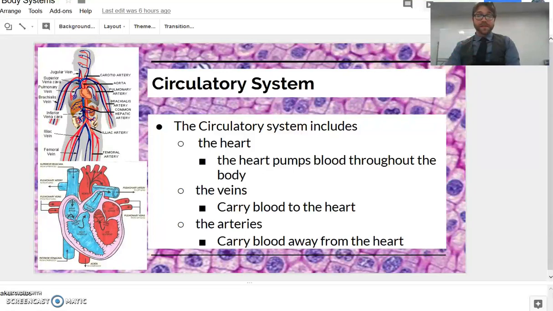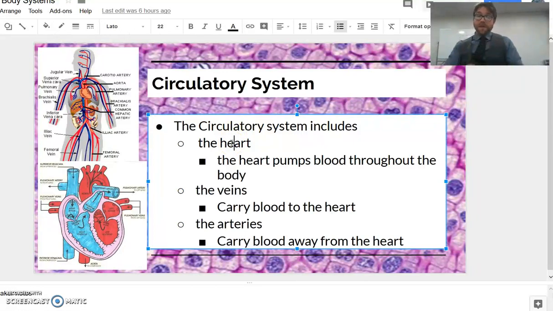All right, let's talk about the circulatory system. The circulatory system consists of three main parts that we need to know. It consists of the heart, the veins, and the arteries. Those are the three important parts.